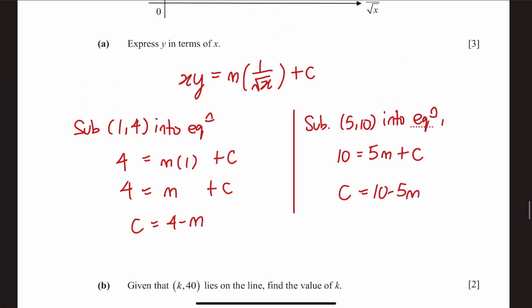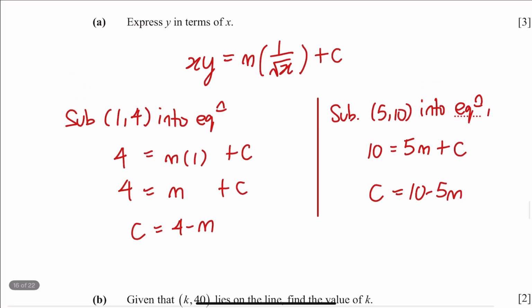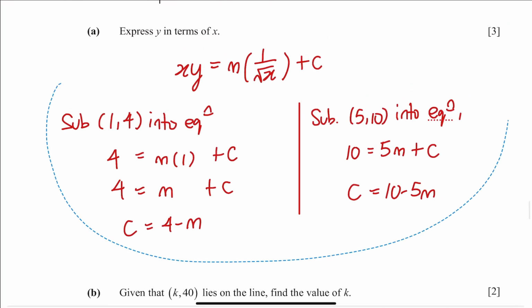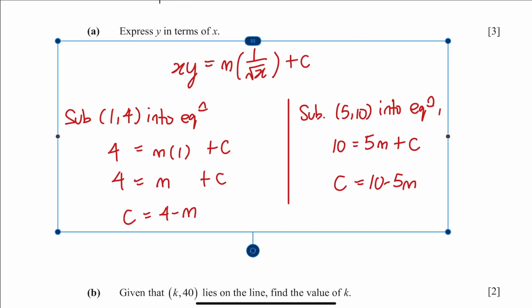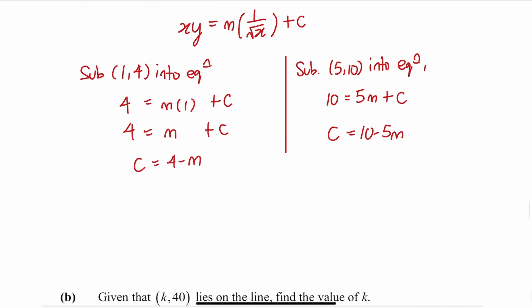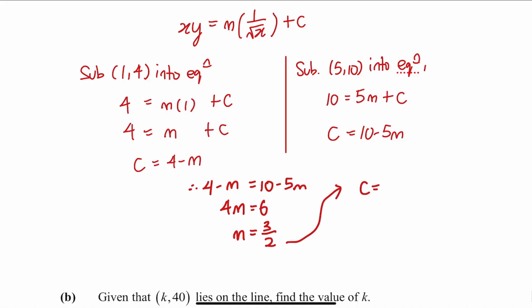By solving this, 4 minus m is equal to 10 minus 5m. Therefore, 4m equals 6, m is equal to 3 over 2. And this means that c is equal to 4 minus 3 over 2, which gives us 5 over 2.